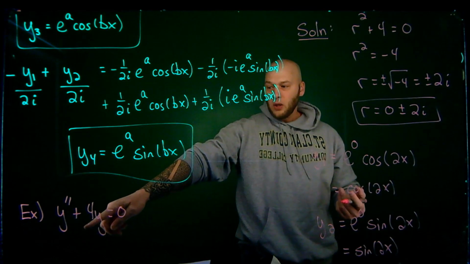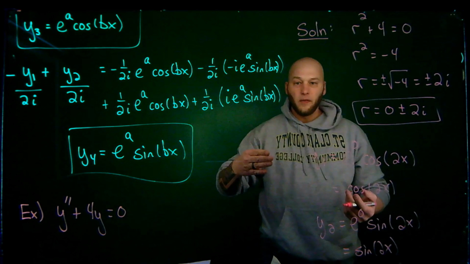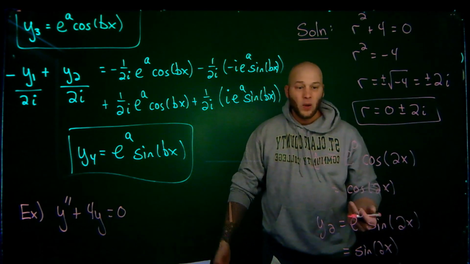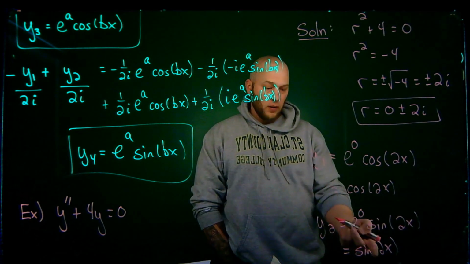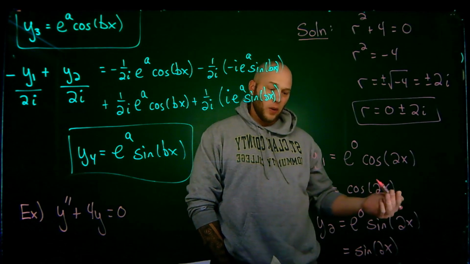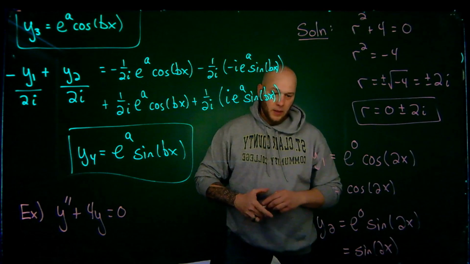What function do I start with where, when I take 4 times the original function and then I add its second derivative, they cancel out? Well, of course, sine of 2x, first derivative would be 2 cosine 2x, and then the second derivative would be negative 4 sine 2x. And then, of course, those two would cancel when I pop it in here.